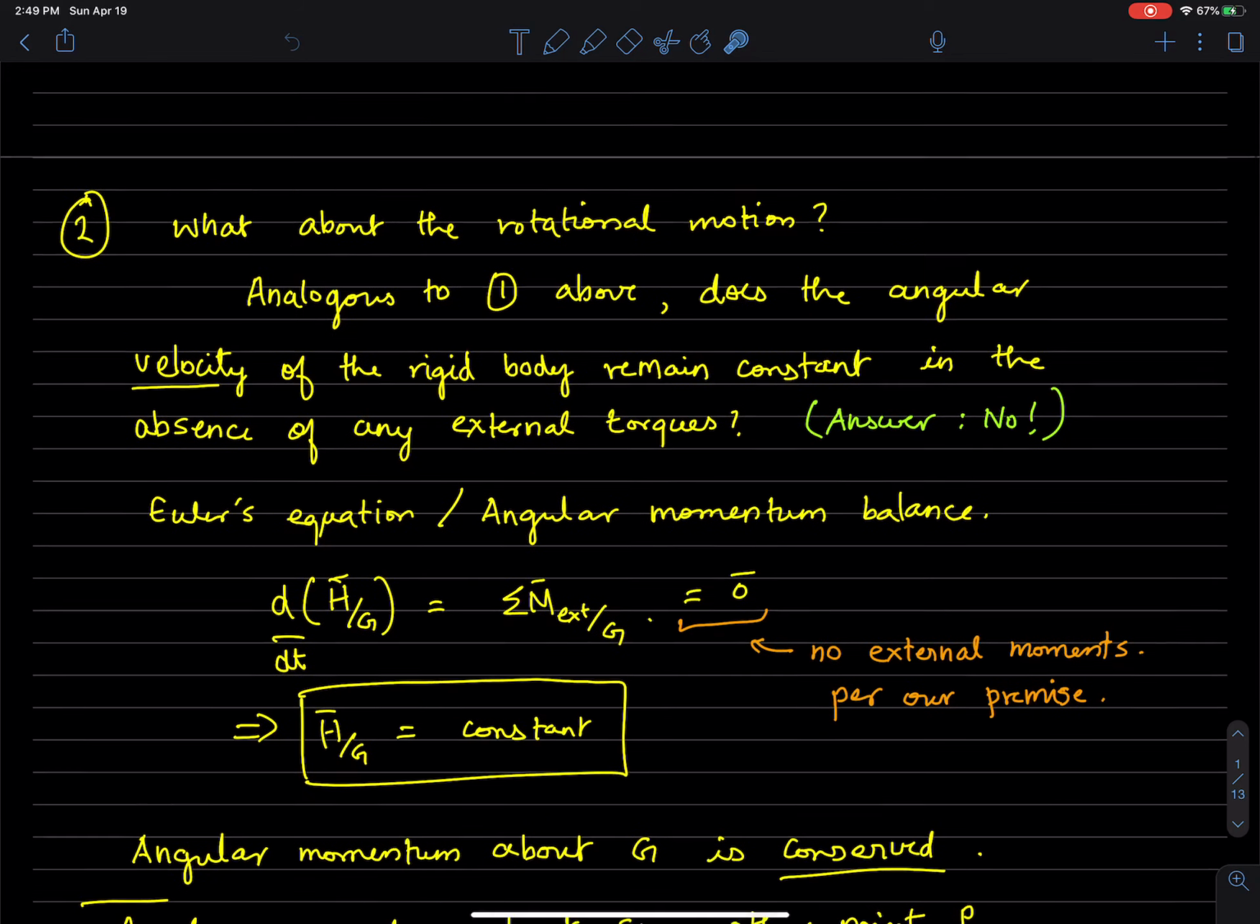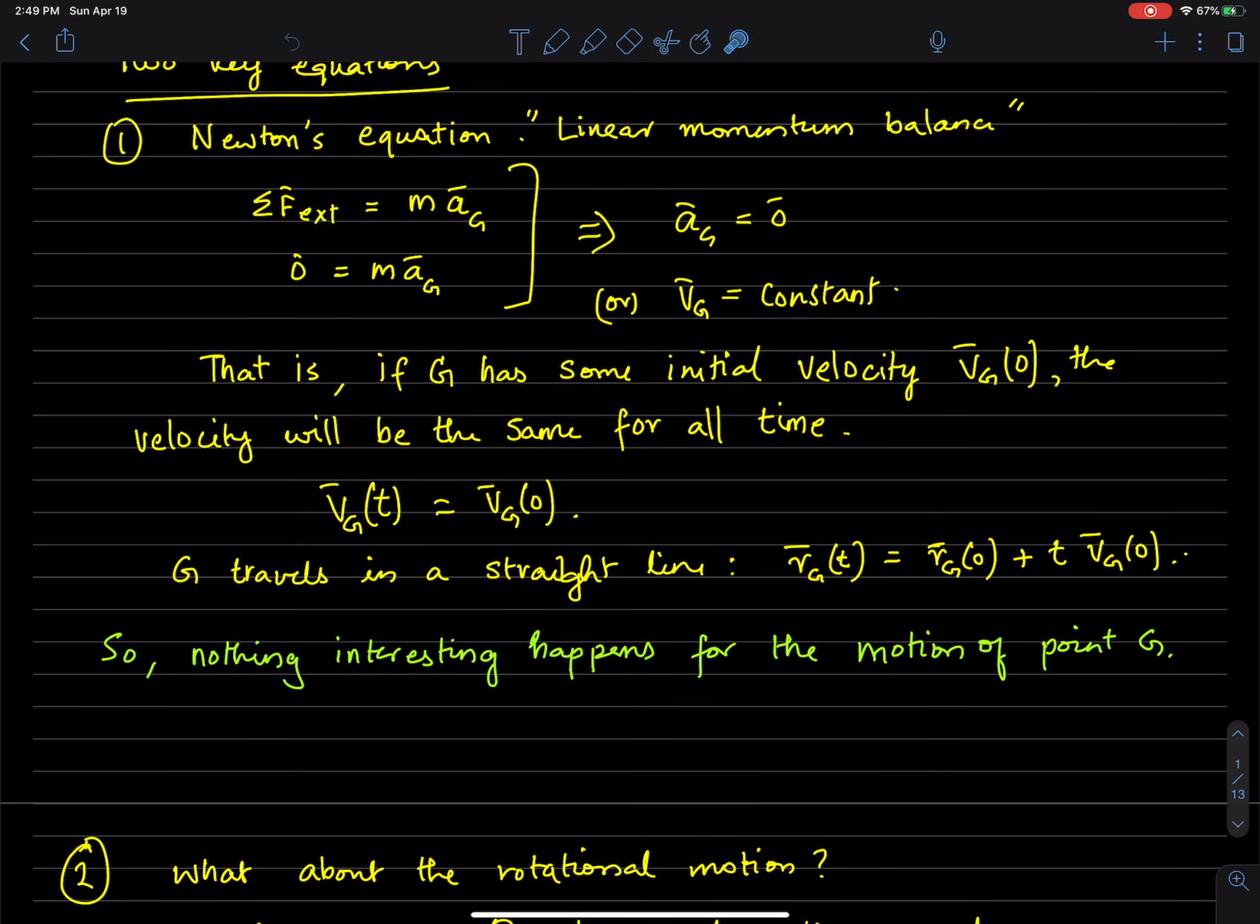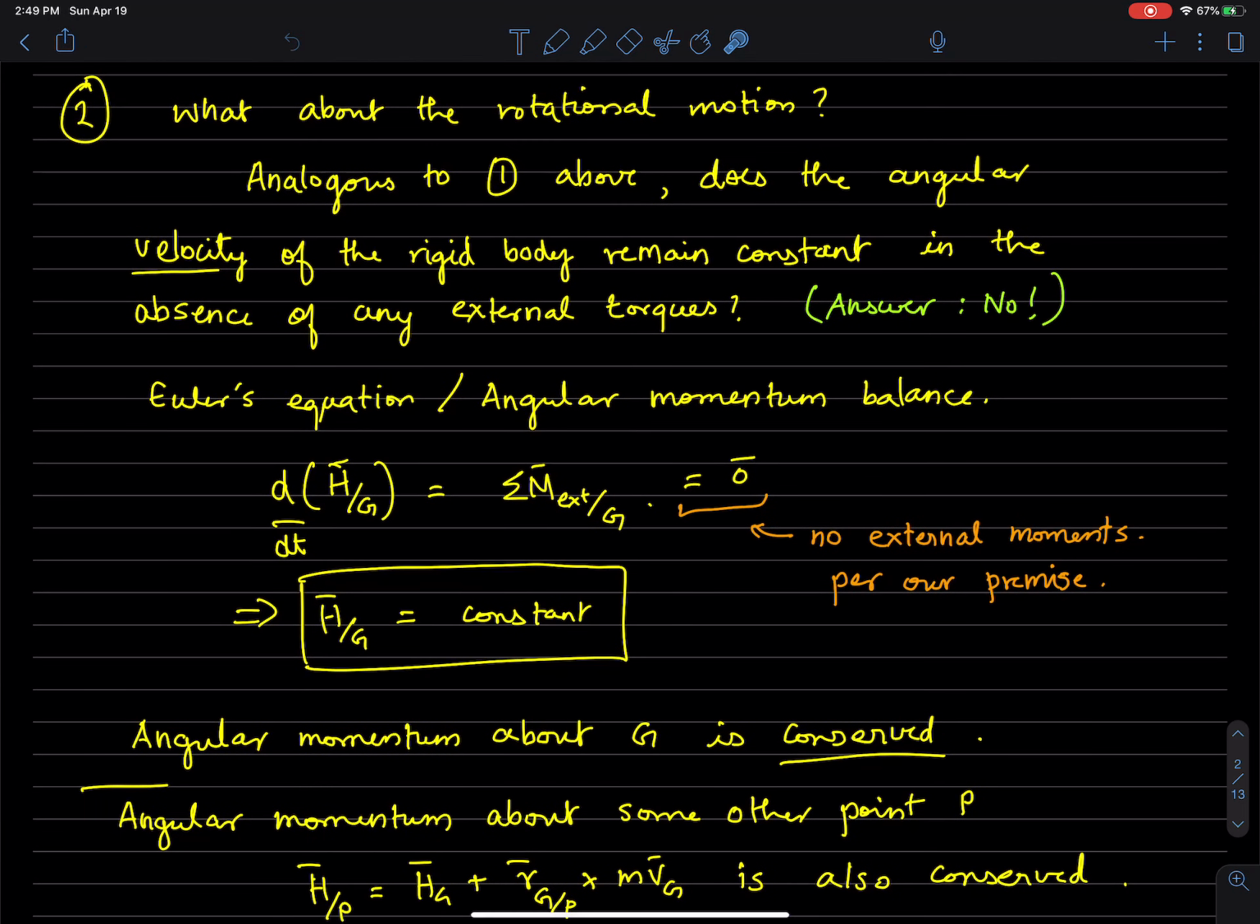We can ask the question analogous to the one above. When the forces were equal to 0, the velocity was constant. Now, when the external moments are equal to 0, is it true that the angular velocity is a constant? You can ask that question, and the answer is no, it turns out. The angular velocity, even in the absence of external moments or external torques, can change constantly. In fact, it does change constantly. We shall see that in a minute.